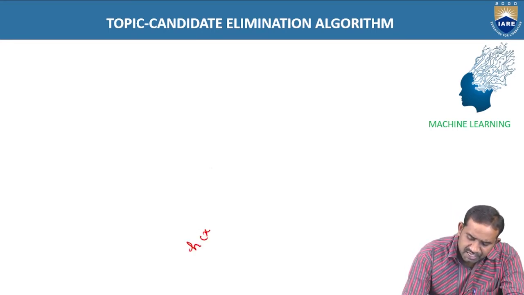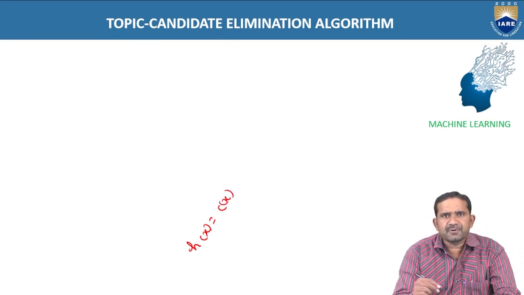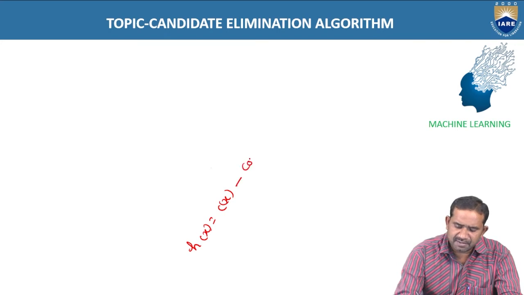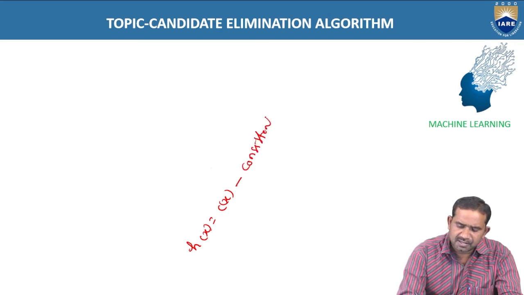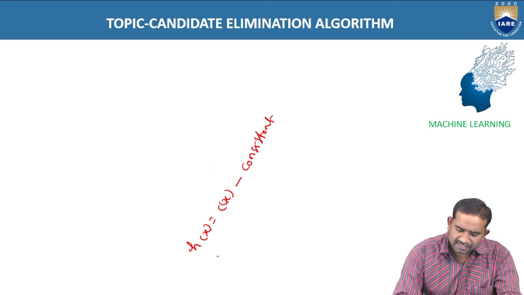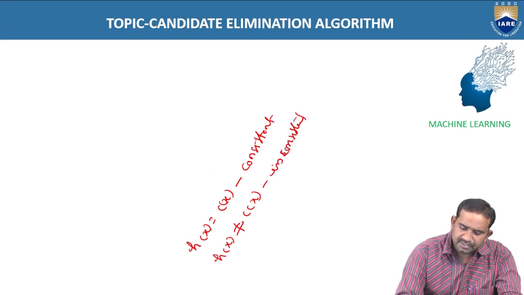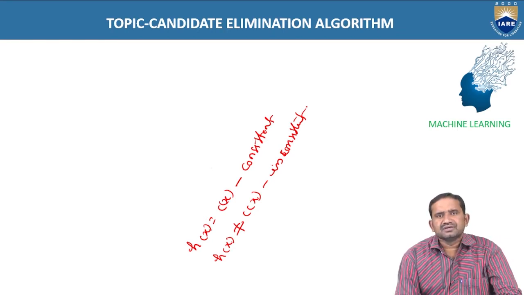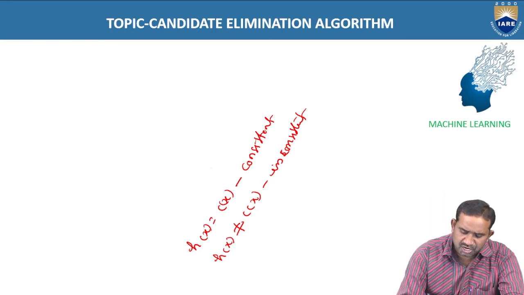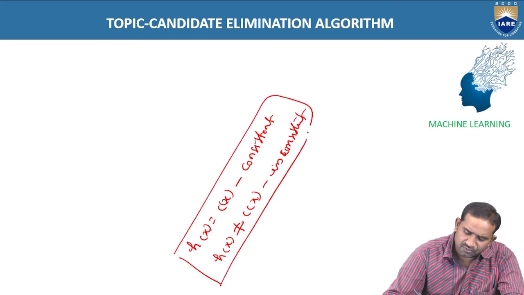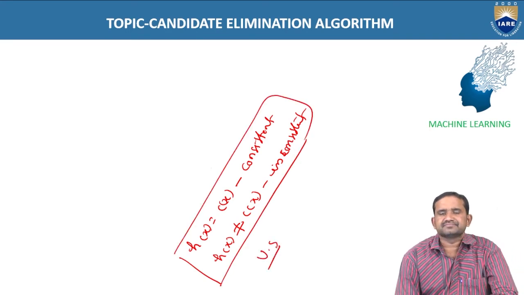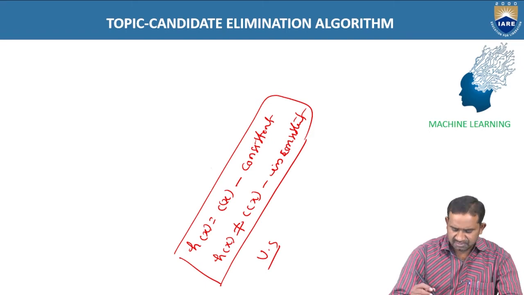That is h of x equal to c of x. This is one condition: the hypothesis is consistent. In some cases, h of x is not equal to c of x. It is inconsistent, means not stable, not consistent. This also plays a major role in the candidate elimination algorithm. These two concepts come under the version space concept. Then we can go to the next main concept.